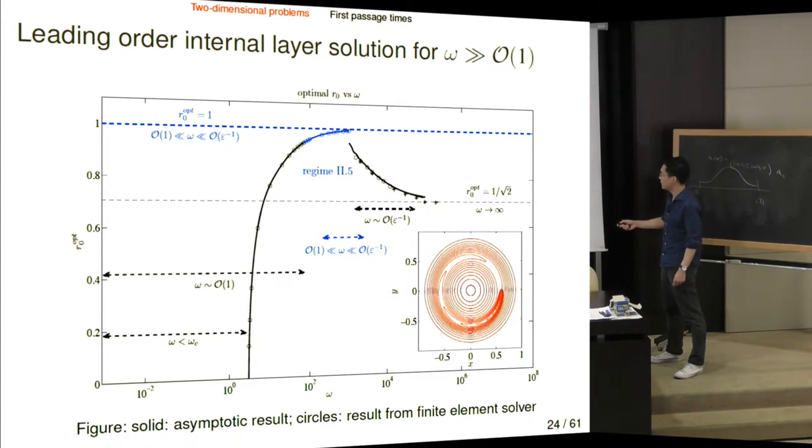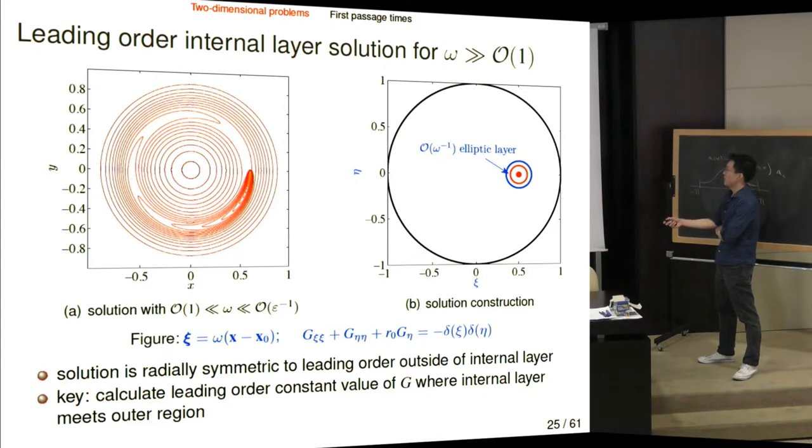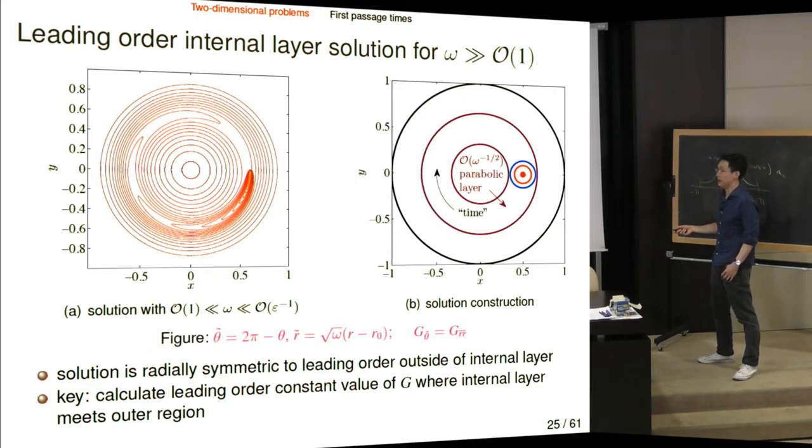G is almost constant along this disk. What we're going to do is try to find that constant and assume radial symmetry out here. And that value is going to uniquely fix the G. We do this in matched asymptotics, with 3 different layers. In the innermost layer, you have the order epsilon elliptic layer, an order 1 over epsilon, over 1 over omega elliptic layer, and another parabolic layer on top of that.